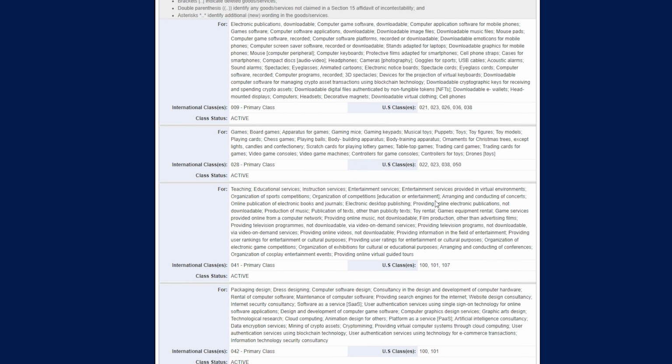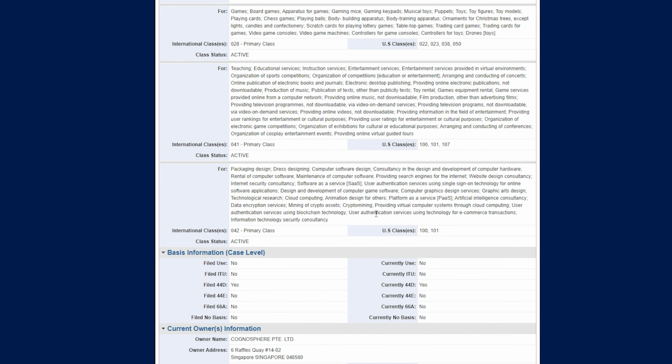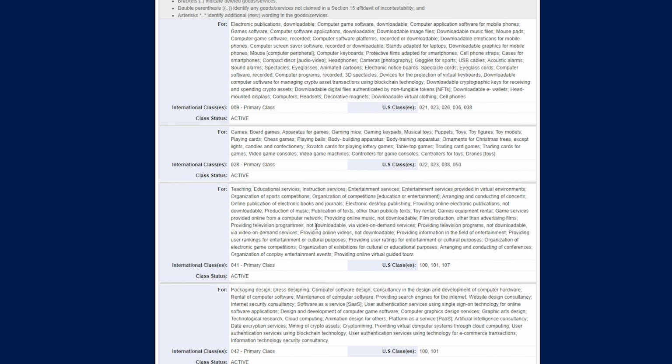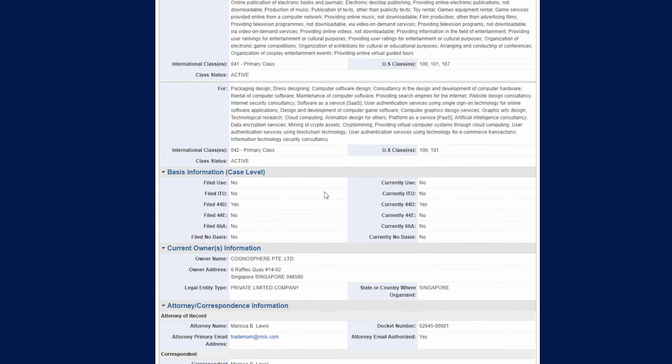So nothing unusual here. Doesn't seem to be anything super special. It's just in line with a lot of online games that they are filing for. Nothing that we can find based on the trademark filing that they are doing. It's just very, very broad categories.